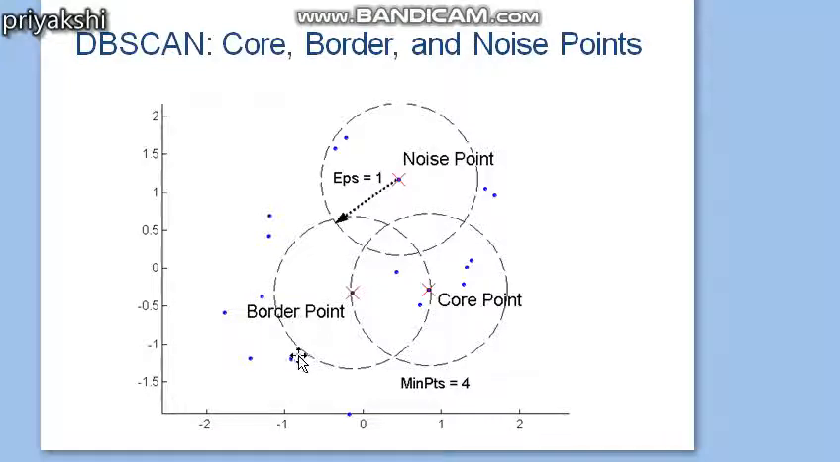Why? Because it is within the epsilon neighborhood of some other points. So this is a border point. And noise points are different, as those points are neither border points nor core points. So these are the noise points. These particular noise points do not belong to the close proximity of any other point. So by this you can define these 3 different types: core, border, and noise points.